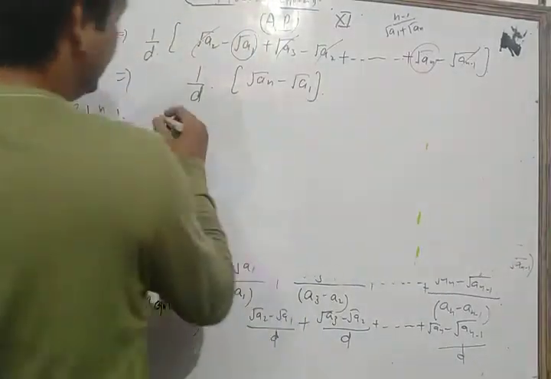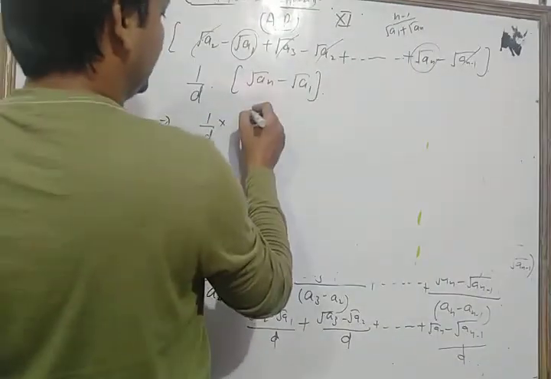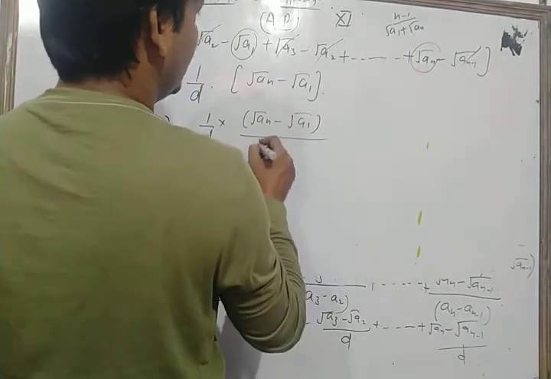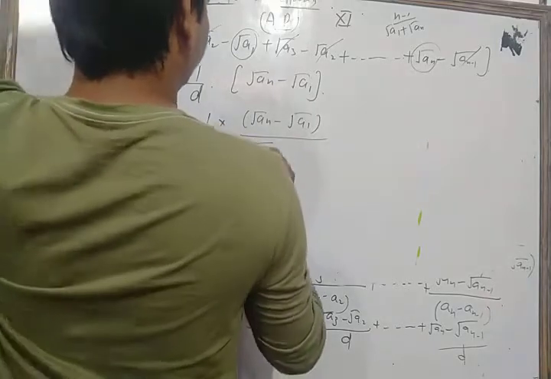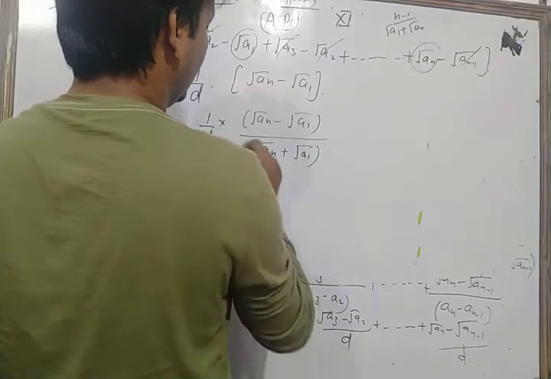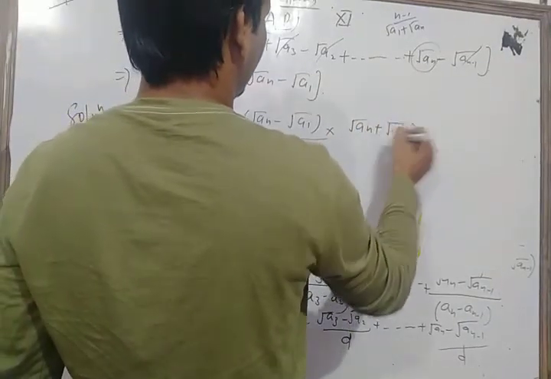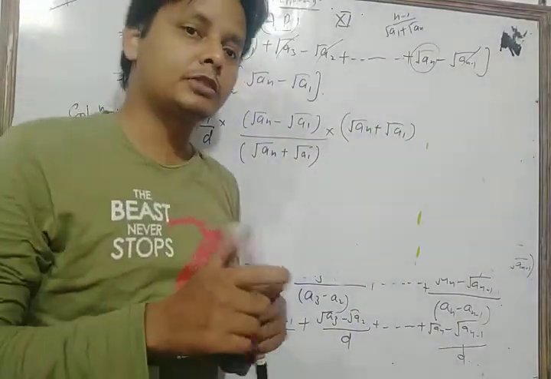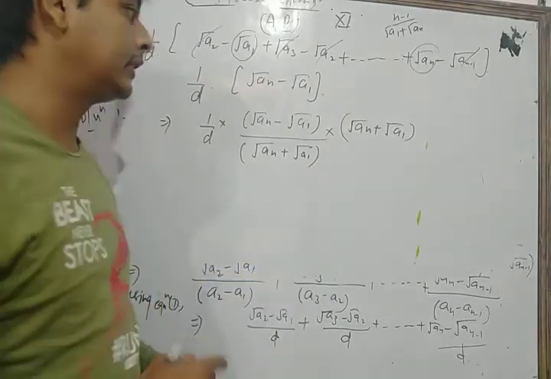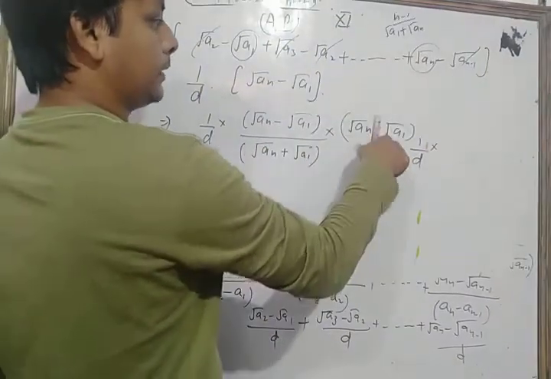Now dear students, let's see here 1 upon d. Now here we must multiply by, let's see, under root an minus under root a1 upon under root an plus under root a1 into under root an plus under root a1. Okay, we must multiply by under root an plus under root a1 in both the numerator and denominator. Then what do we get, let's see, 1 upon d into a minus b into a plus b. So we have what?